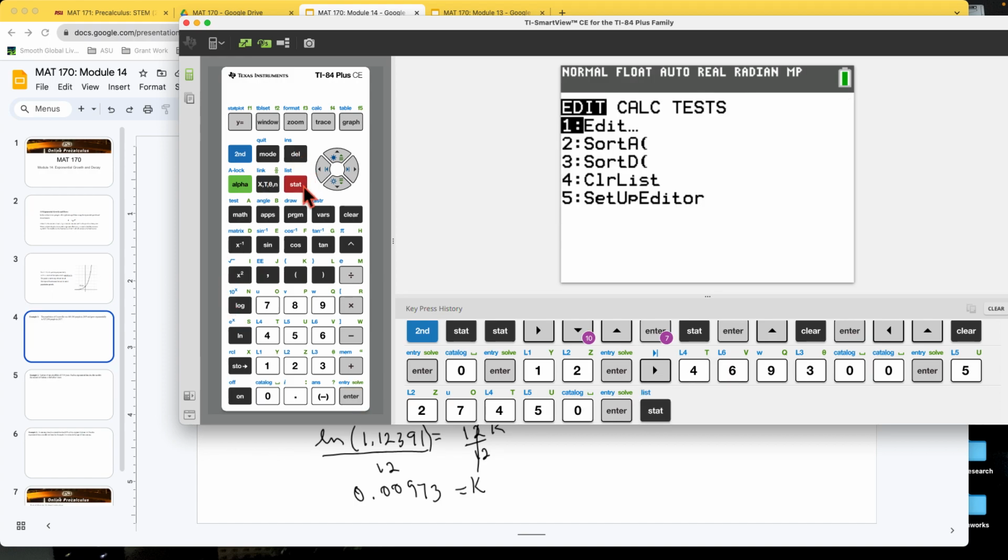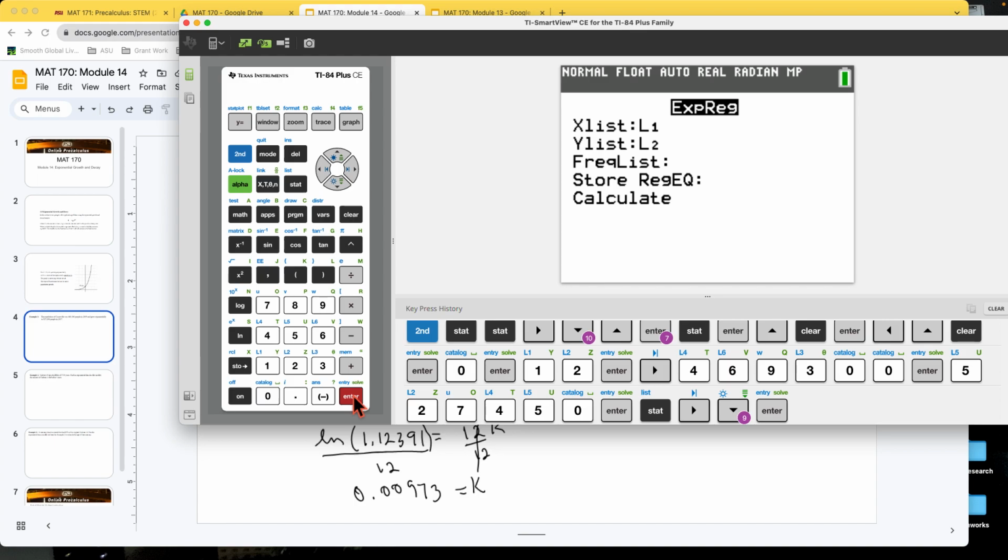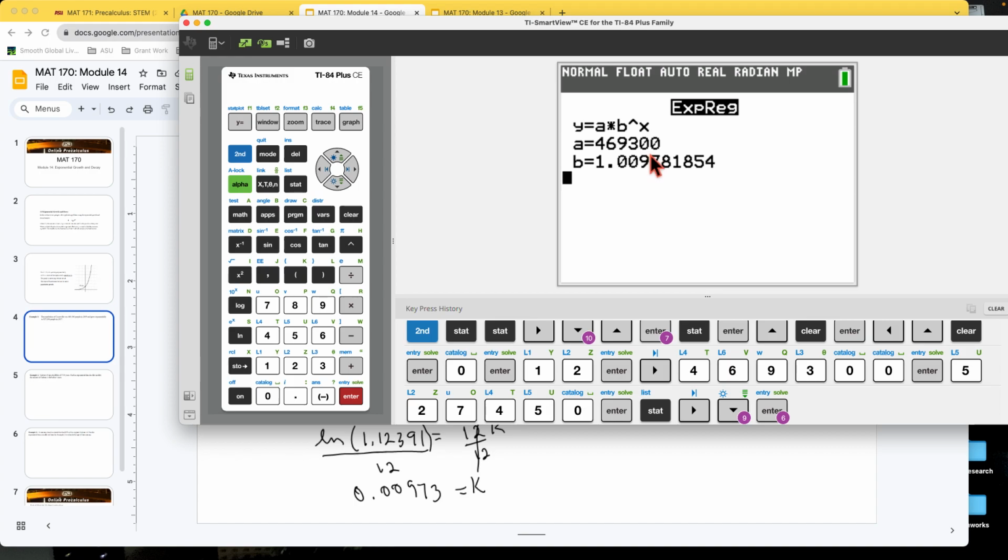We hit back to stat because now we're going to have the calculator calculate the equation for us. Hopefully we get the same values that we got when we did it sort of manually, right? So we're going to go over to calc. This is exponential regression. We hit enter. Our X values are in list 1, our Y values are list 2. You could change that if you needed to. We're going to have it calculate, and it gets 469,300. That's our starting value.